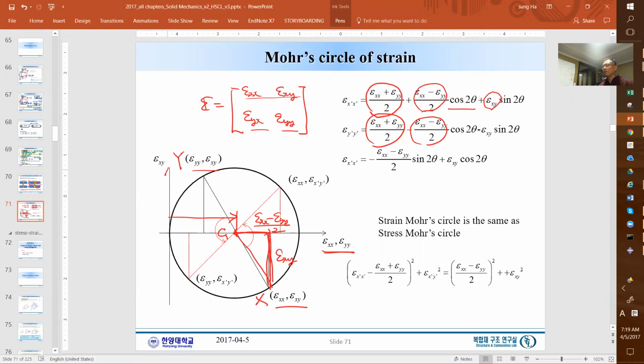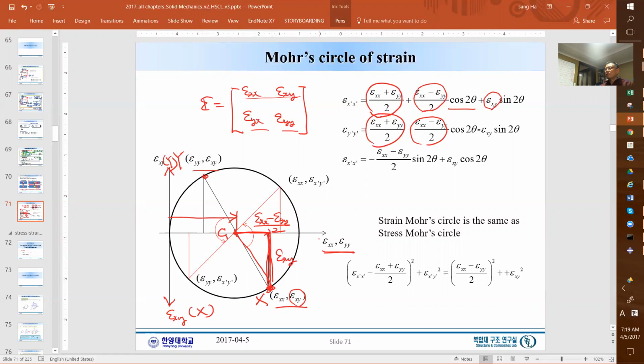But epsilon xy, we need to be careful, as we noticed in stress transformation. Epsilon xy is positive for x, and epsilon positive for the y. Okay, we need to be careful. What it means is that if epsilon xy is positive, then the point will be located in the lower region, and if this one is positive, then y will locate in the upper region.